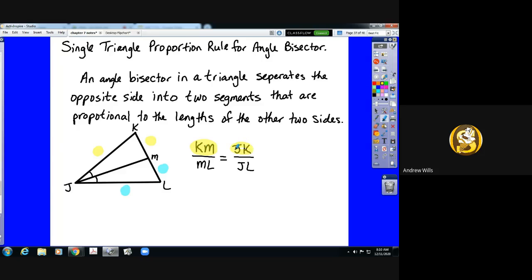So this is our proportion here. KM is to ML as JK is to JL. And that is true every single time that we have an angle bisector in a triangle. So, we're going to do some examples of this. It's a nice short half lesson here. Anybody need more time before we advance?